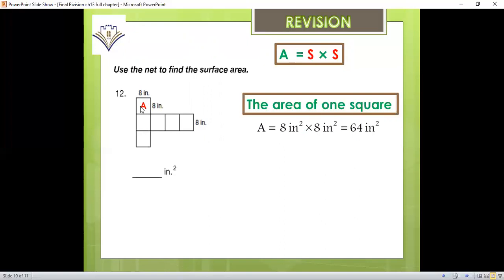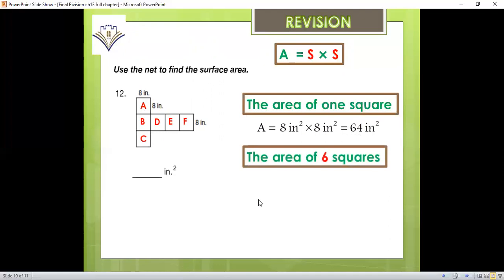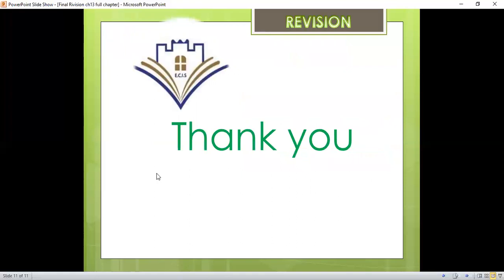Then how many squares are there? 1, 2, 3, 4, 5, 6. The area of only one square is equal to 64 square inches. Then the area of 6 squares is equal to 64 multiplied by 6, which is equal to 384 square inches. Then the answer is 384 square inches.